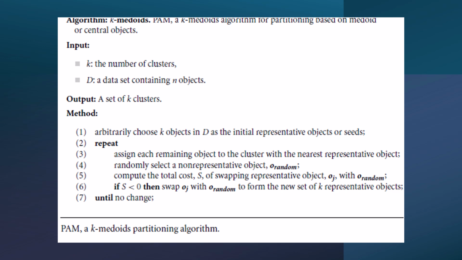The method is as follows. Step 1: arbitrarily choose K objects in D as the initial representative objects, and repeat the following steps. Assign each remaining object to the cluster with the nearest representative object. Randomly select a non-representative object, O random. Compute the total cost S of swapping representative object Oj with O random. If S is less than 0, then swap Oj with O random to form the new set of K representative objects. Repeat the steps until no change occurs.